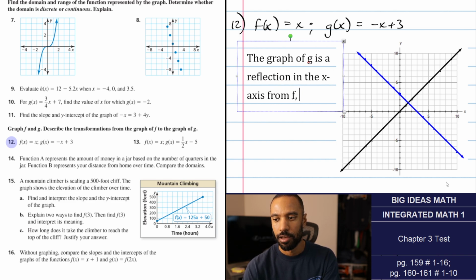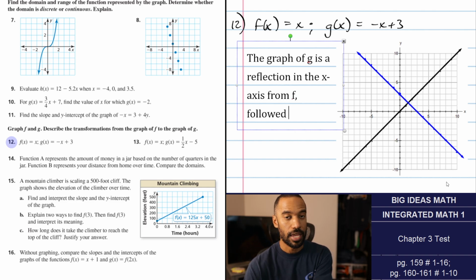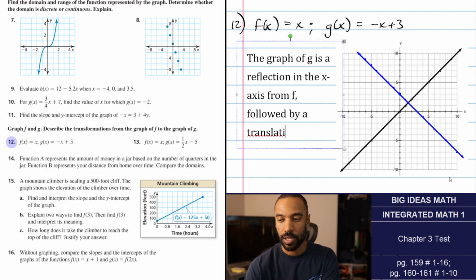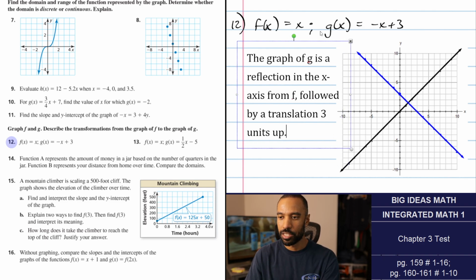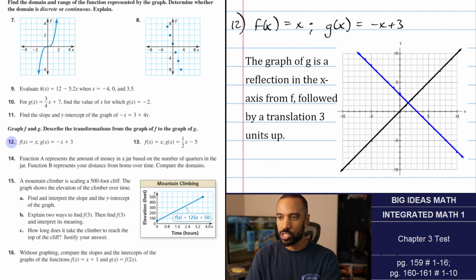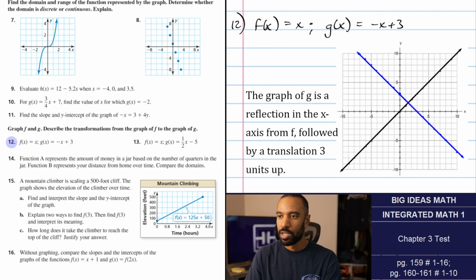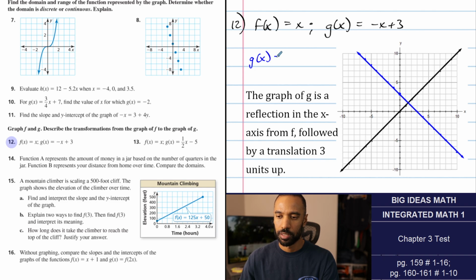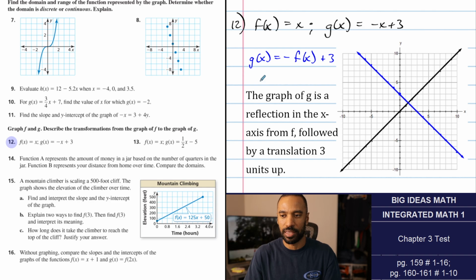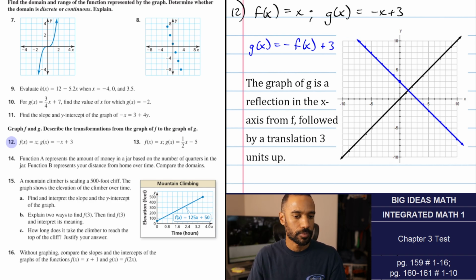From f, followed by, we add 3 up, right? Followed by a translation 3 units up. So those are the two things that got applied in this function here. G of x takes your f of x equation. It flips it over its y values, and then it adds 3 to all your y values like that. And that's what we're doing on ours.